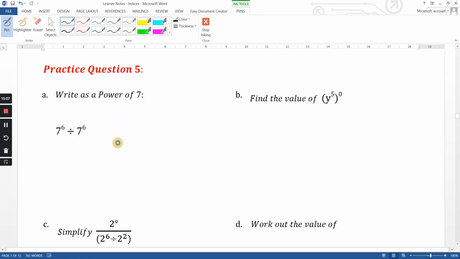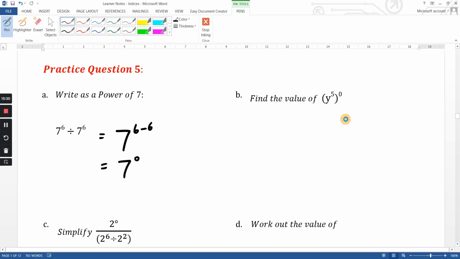Write as a power of 7. So that's going to be 7 to the power 6 take away 6, which is 7 to the power 0. Yeah, and I have to leave my answer like that because they need it as a power of 7.